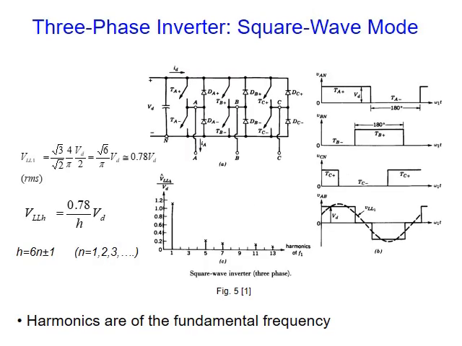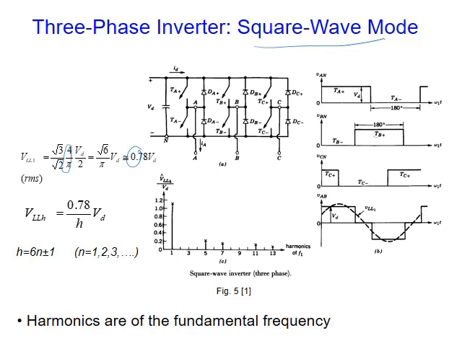Now this is my three phase. As I mentioned, we can use square wave now rather than pulse width modulation. We will use square wave. The same previous equation, just I will multiply by 4 over pi. That becomes 0.78.